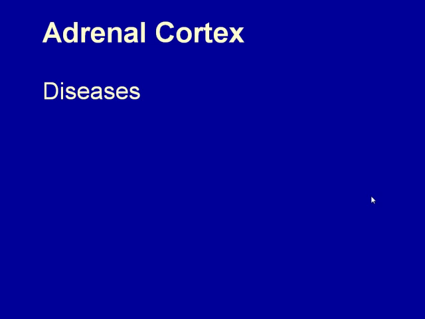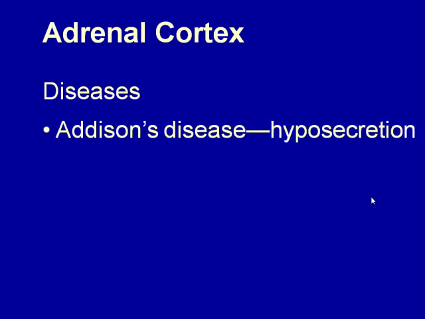Now, some of the diseases of the adrenal cortex include Addison's disease. Addison's disease is a hyposecretion of the hormones of the adrenal cortex, particularly aldosterone, and to a certain extent cortisol. With Addison's disease, they do not adequately save sodium, so they have low blood pressure, and they also don't respond well to stress because of the glucocorticoids.